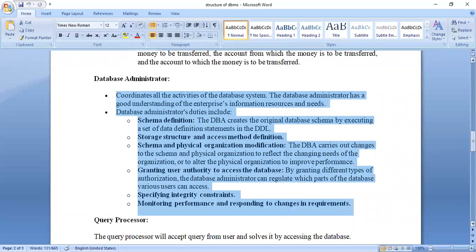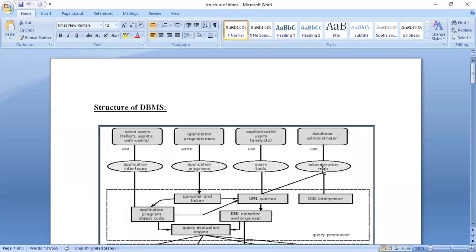Now, the database administrator is working with the DML. He uses administration tools, and by using these tools he works with the DDL interpreter and DML queries, because it is the user who is giving out the queries. Naive users are said to be unsophisticated users. That means they are the very basic users who use application interfaces like Oracle databases. By using those, they give out queries to the database.